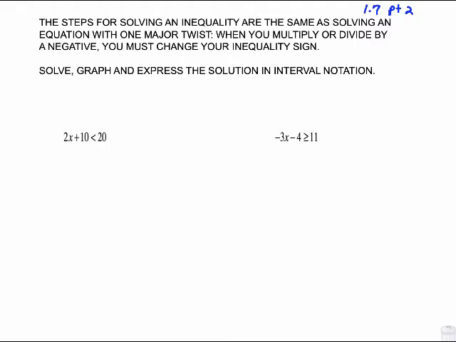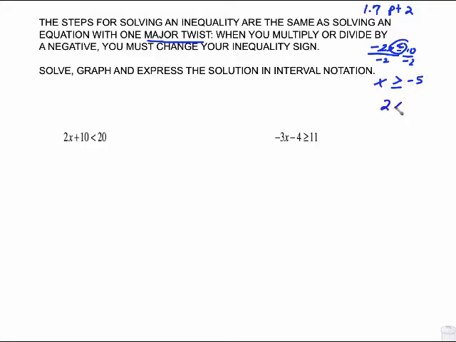And inequalities are solved the same way we solve regular equations, but there is one major twist, and that is when you multiply or divide by a negative, you must change your inequality sign. Meaning if I have something like negative 2x is less than or equal to 10, divide both sides by negative 2. As soon as you divide by negative 2, that inequality sign must change. It becomes x greater than or equal to negative 5.